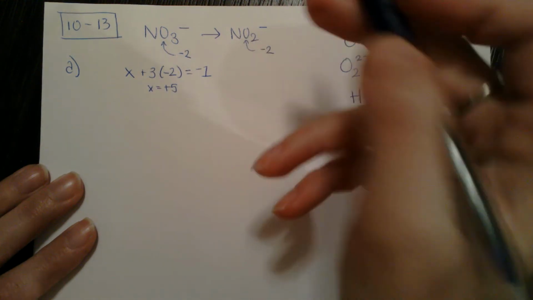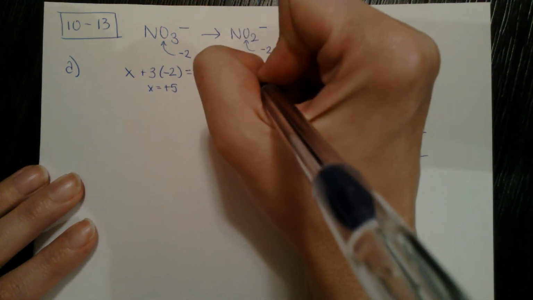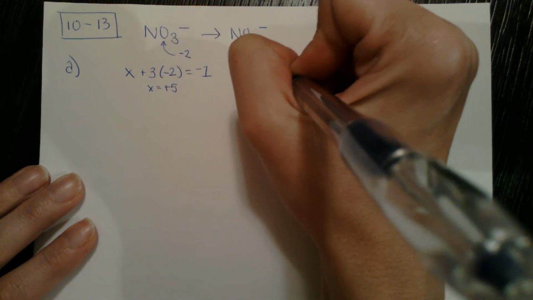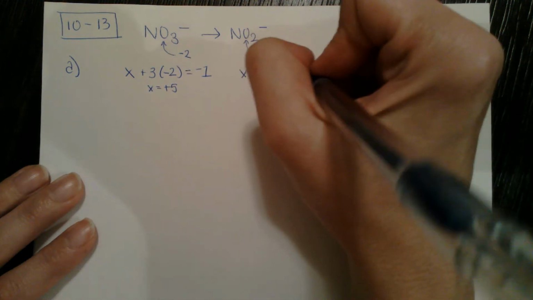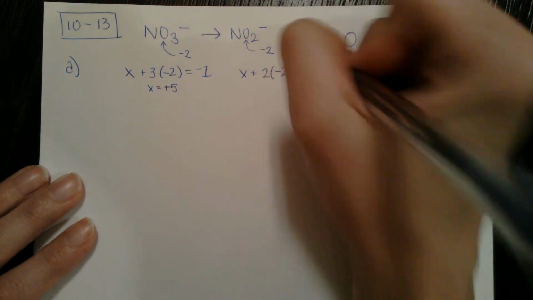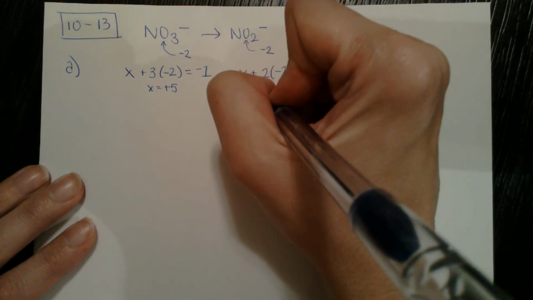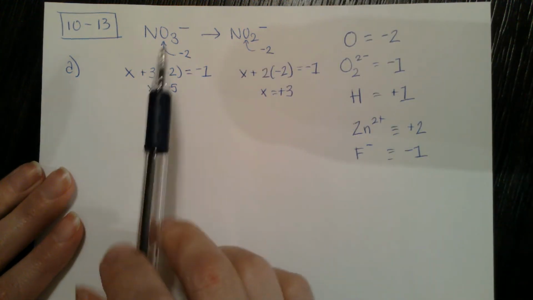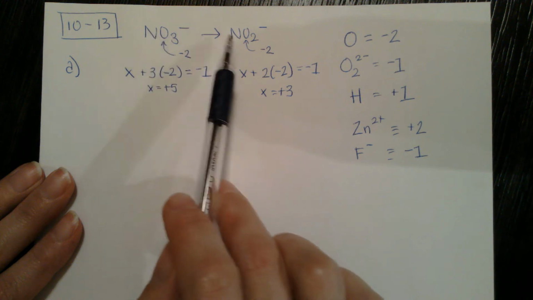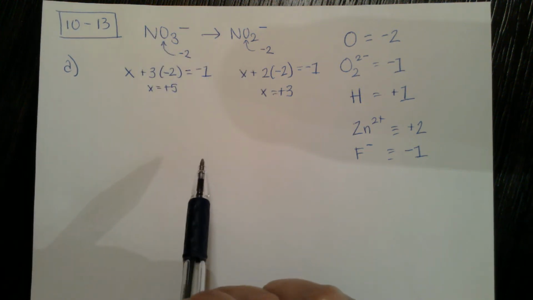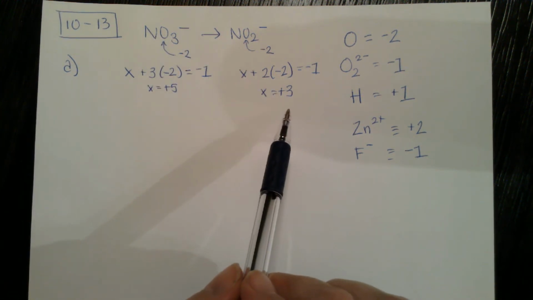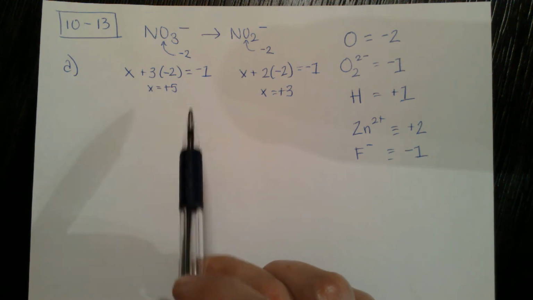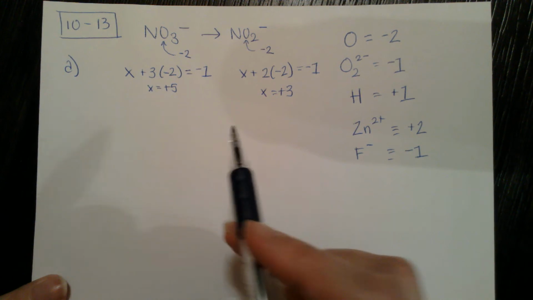So let's look at nitrite. Same thing, X plus, now we have 2 oxygens. Again, the oxygen is still -2, and it equals -1. So we solve for X, in this case, X equals +3. So nitrogen went from +5 over here to +3. To go from +5 to +3, we had to have gained electrons. So gaining electrons is reduction.